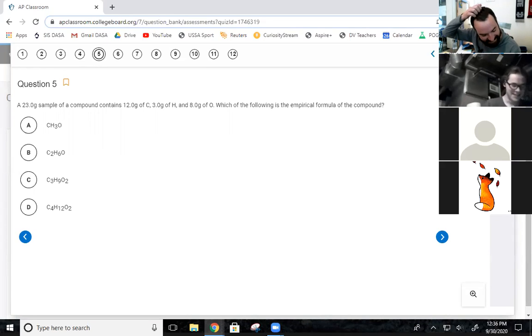Anyway, as I was about to start talking, you need to figure out how many moles of each element you have, and then you need to divide everything else by the smallest number, or is it multiply? I think you're determining the percentage. Yeah, so you just divide.